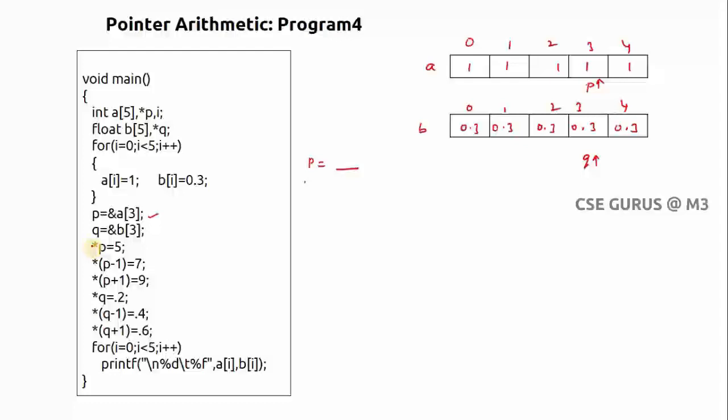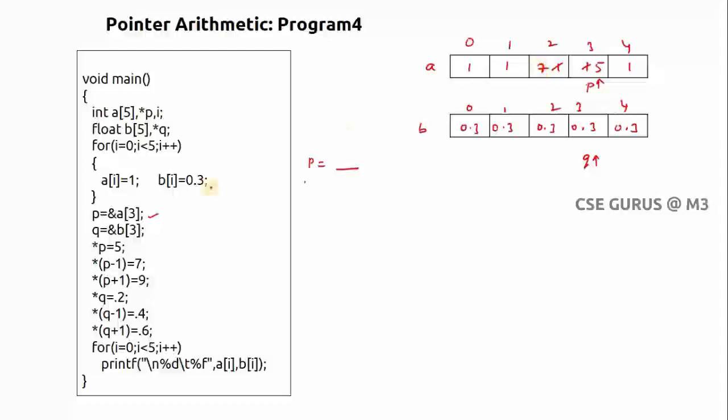Now if I print, pointer p equals 5. What is pointer p previously? p is here, and what is the value inside it? 1. Now it is assigned with 5, so here it will be replaced with 5. Now what about pointer of p minus 1? p is 3. What is 3 minus 1? 2. That means p minus 1 comes to here, and the value inside, 1, will be replaced with 7.